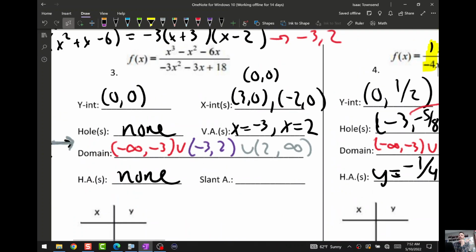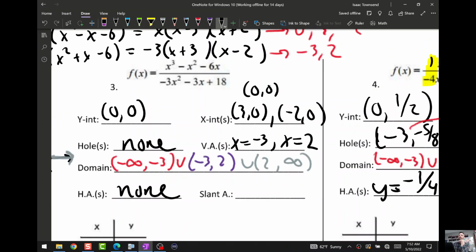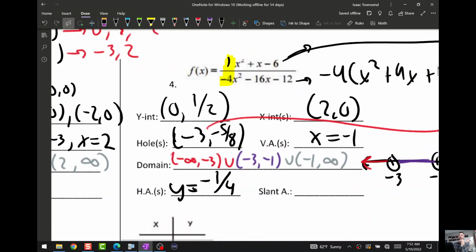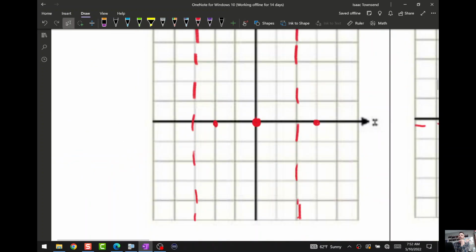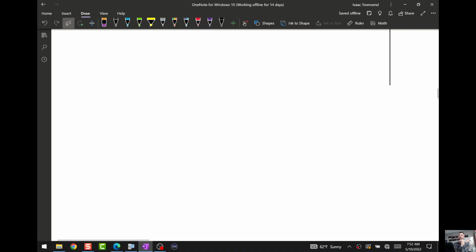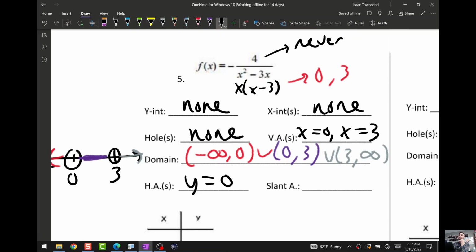What about number 3? 3 will, so we'll have to come back and finish that one. Degree of the numerator is 1 bigger than the degree of the denominator. Question 4, the degree of the numerator is not 1 bigger than the degree of the denominator. Question 5, yes or no? No. Degree of the numerator is 0 because there's no x's, and that's not 1 bigger than 2.